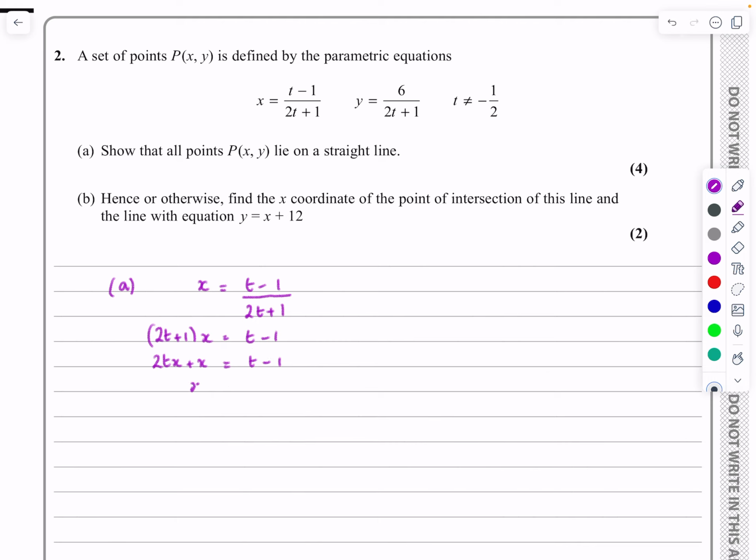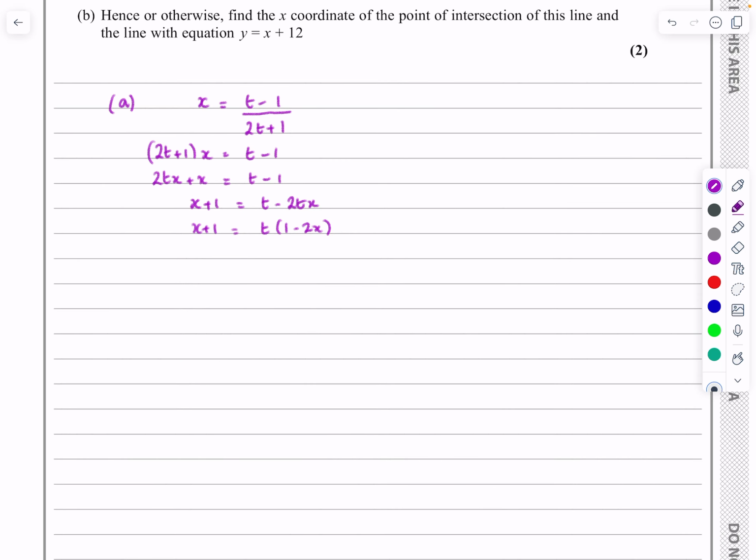So I'll end up with x plus 1 is equal to t minus 2tx there. And if that's true, I can then take t out as a factor, x plus 1 equals t times 1 minus 2x. And so t is going to be equal to x plus 1 all divided by 1 minus 2x. That's what t is. Relatively standard. You should have done that lots and lots of times in IGCSE and throughout your revision. So we've got t equals.